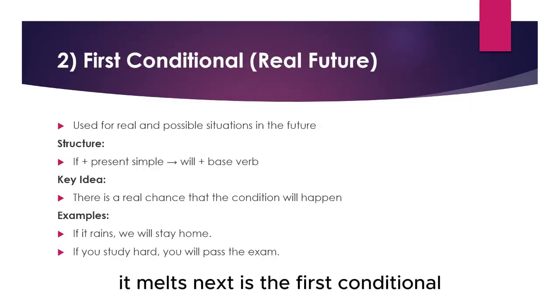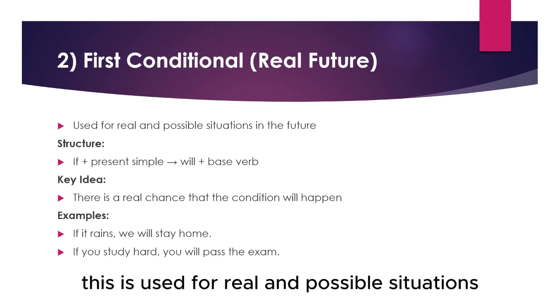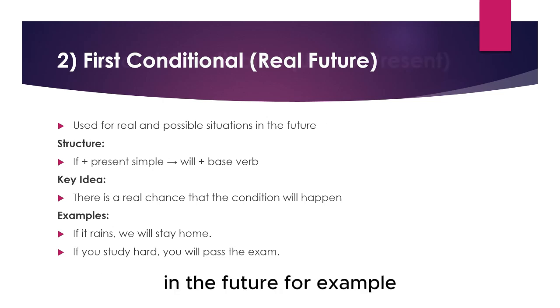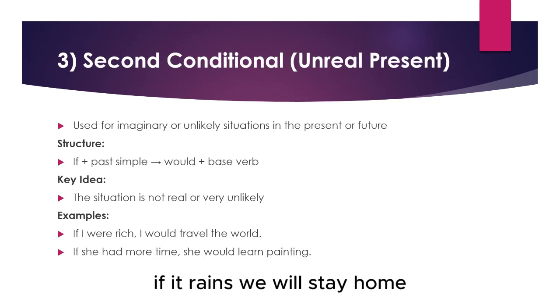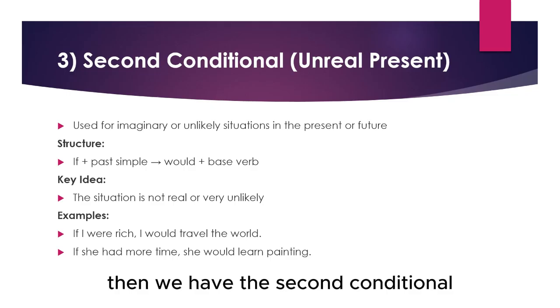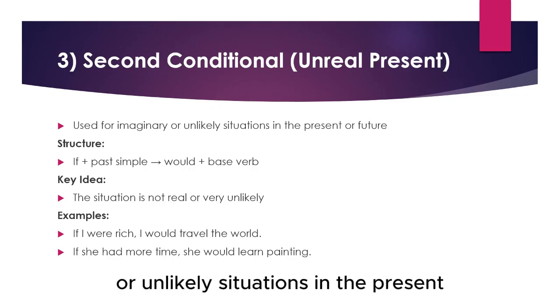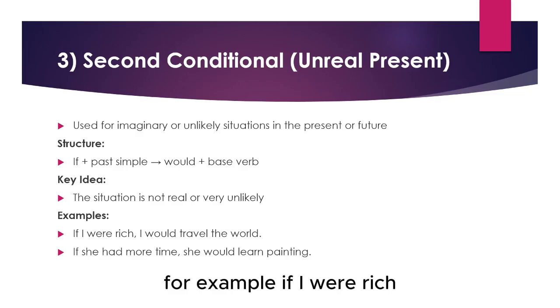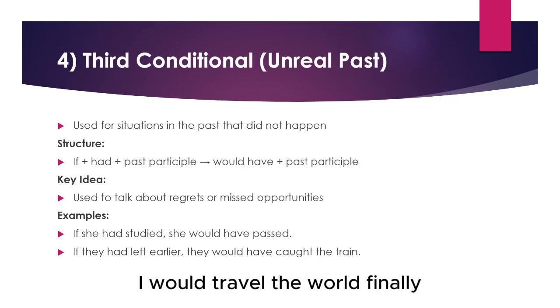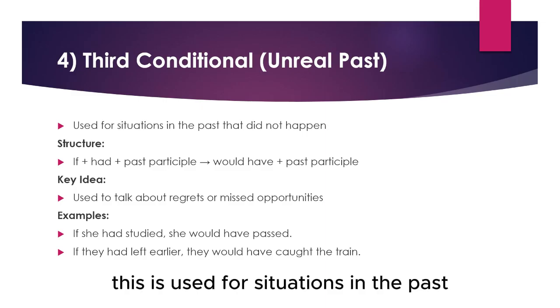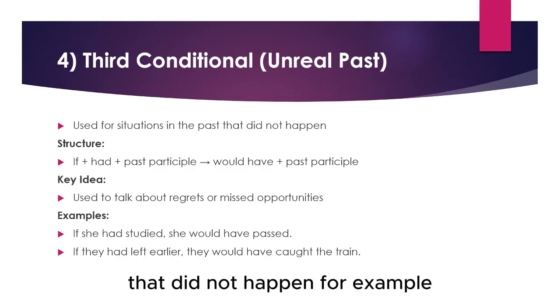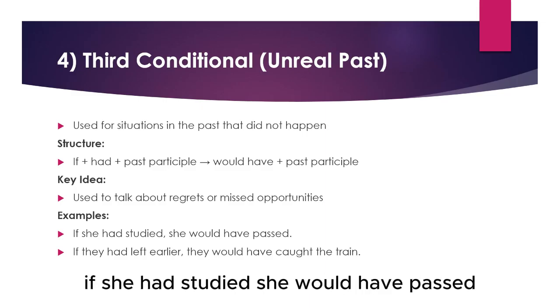Next is the first conditional. This is used for real and possible situations in the future. For example, if it rains, we will stay home. Then we have the second conditional. This is used for imaginary or unlikely situations in the present. For example, if I were rich, I would travel the world. Finally, we have the third conditional. This is used for situations in the past that did not happen. For example, if she had studied, she would have passed.